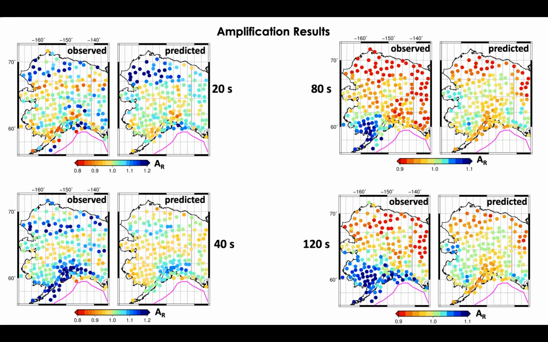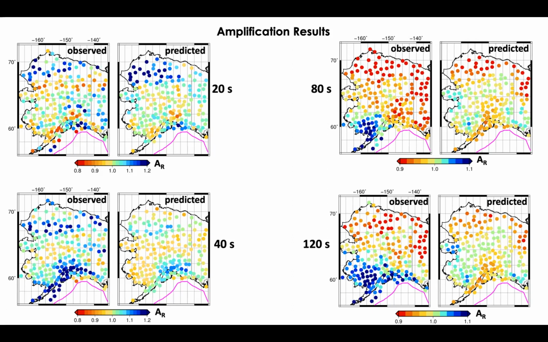At longer periods, 80 and 120 seconds on the right, the amplification in the north that bends around to the east has a similar magnitude in the observations and predictions. The main difference is in southwestern Alaska, where we measure the strongest amplification at these periods. It's also an area of amplification in the predictions, but much weaker than we observe. So overall, these comparisons suggest that the amplification observations are able to capture the main structural variations in Alaska.